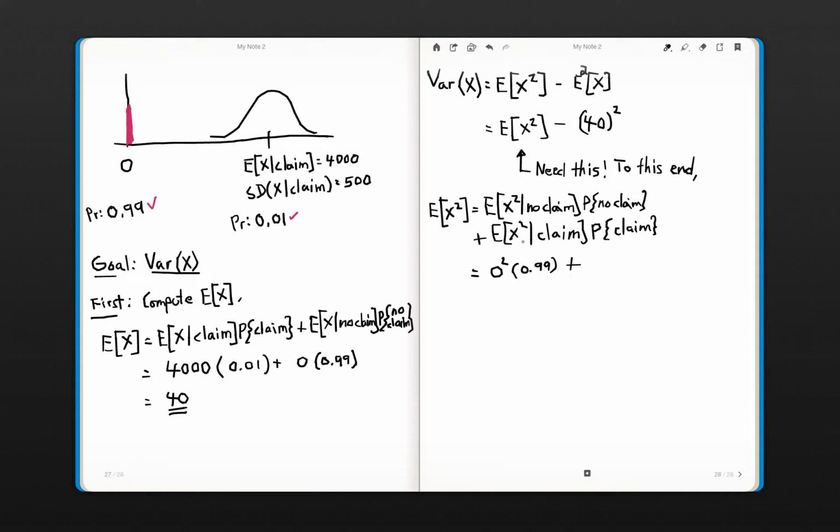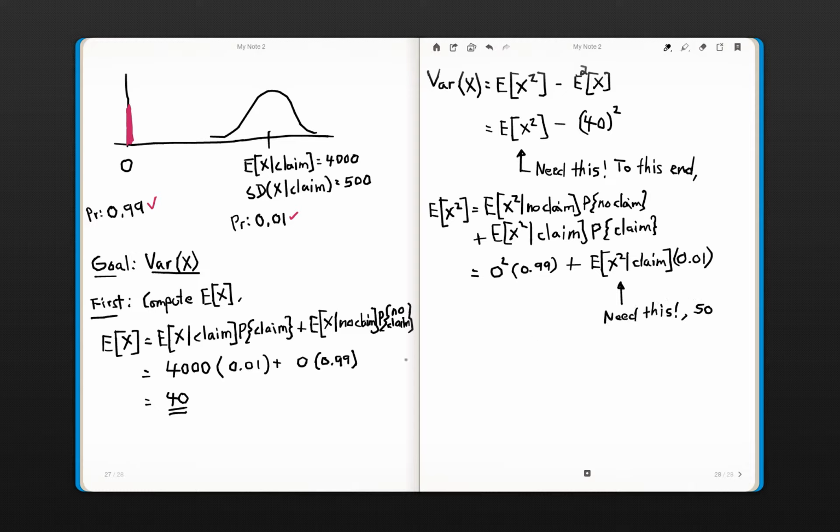Plus, now we need this piece here, expected value of x squared, given that there's a claim, and we don't know what that is either, basically for the same reasons that we don't know it up here. So I'm going to leave it alone. But we do know the probability of a claim, and that's 0.01. This is almost like a computer program where you're having to keep calling another function in a subroutine. So now we need this.